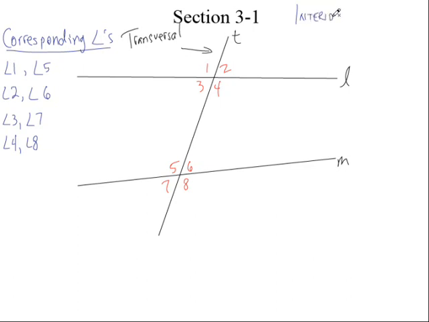Interior angles. We're going to go a little more specific with that, but I'm going to jot this down. So which ones are the interior angles? Angle 3, what? Angle 4 is an interior angle. What else? 5 and 6. Angle 5. Yep, these are all interior angles because they're in between the two lines.